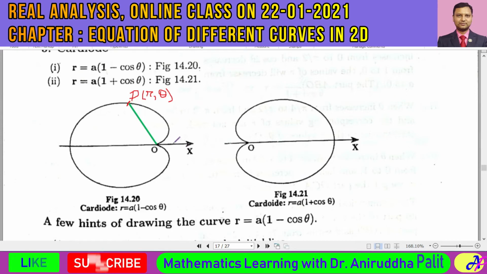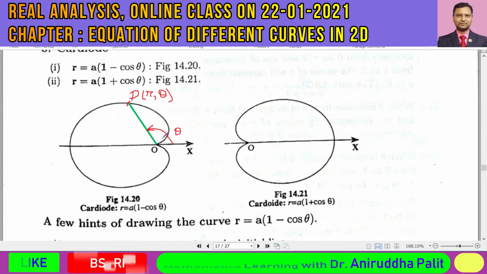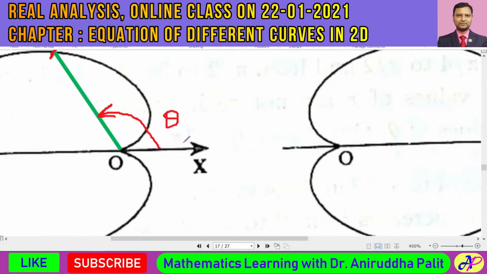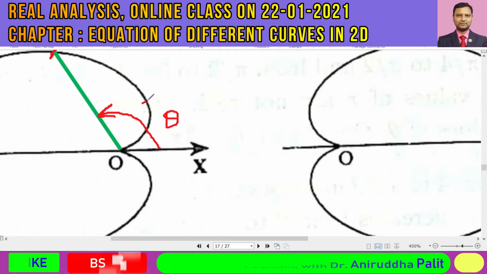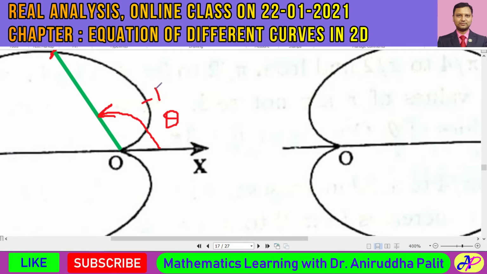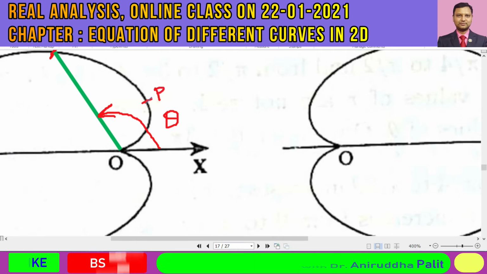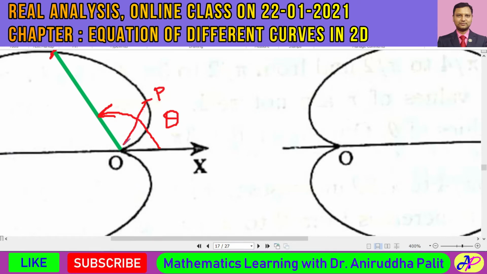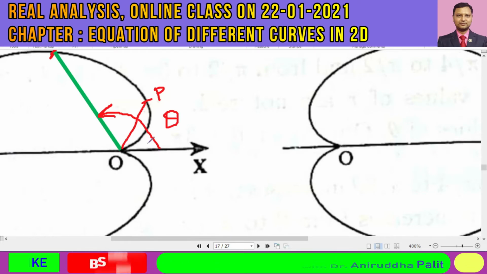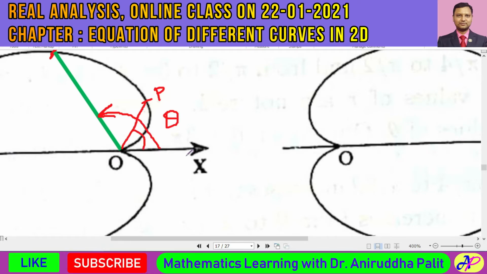And what would be theta? You see, this would be the angle theta. Got it? Whenever P is situated in this zone, let me magnify this curve a bit. Whenever P is situated over here, this kind of straight line would be the radius vector, and this angle would be the angle theta.